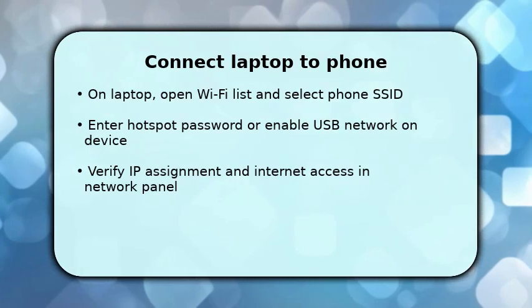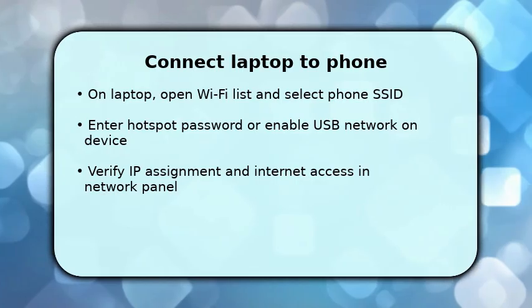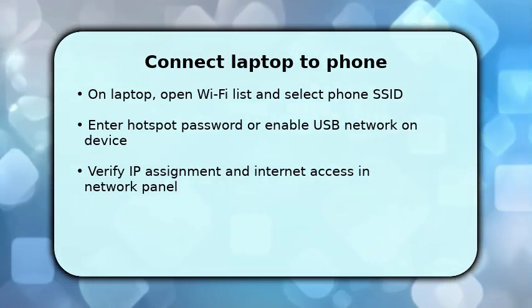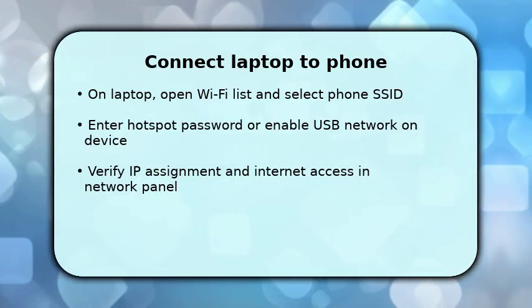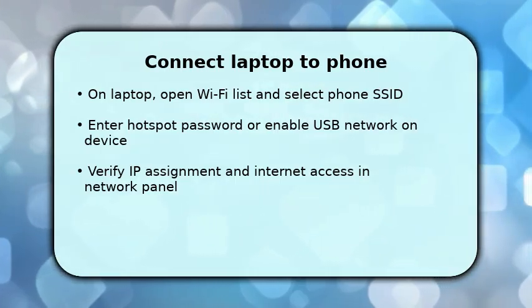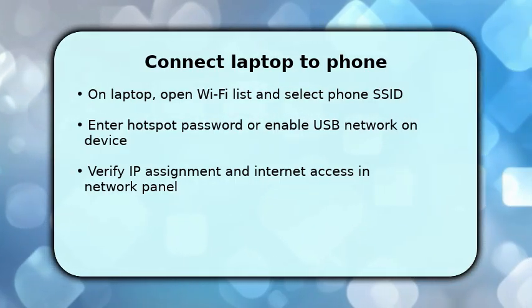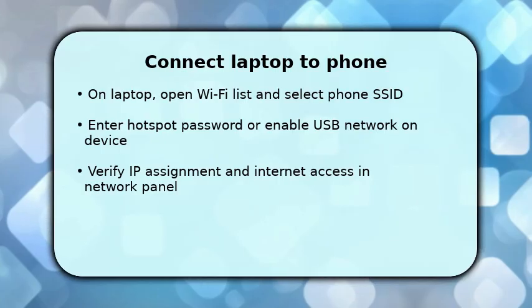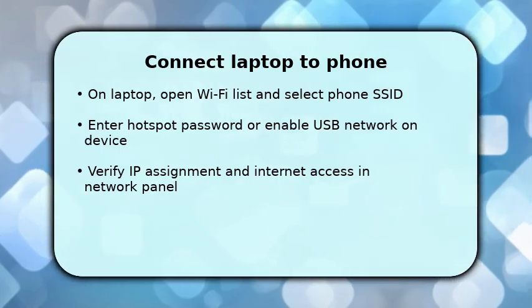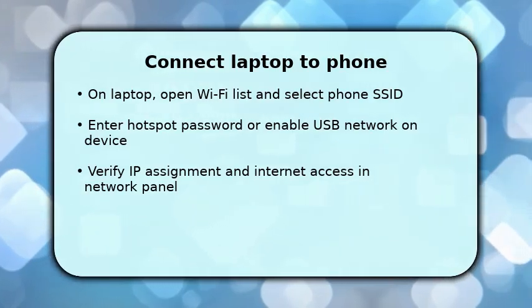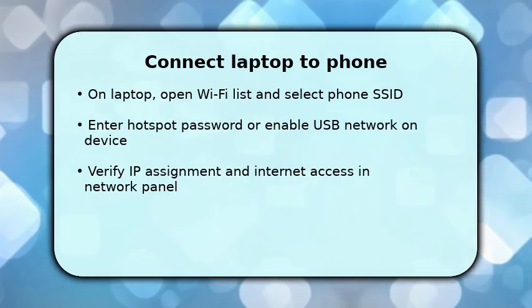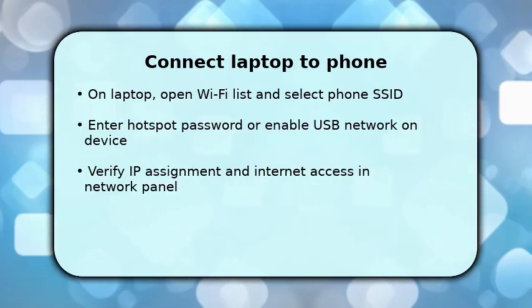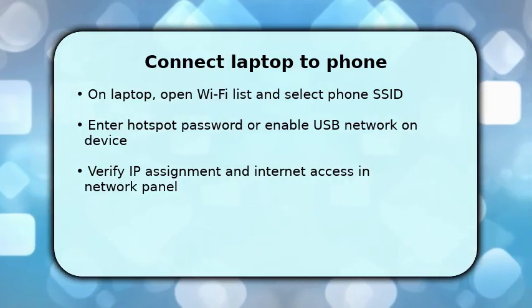You now connect the laptop to the phone. If using Wi-Fi, open the laptop's Wi-Fi menu, locate the phone SSID, type the hotspot password, and connect. This establishes an IP address via DHCP. If using USB tethering, plug in the cable, enable USB tethering on the phone, and wait for the laptop to recognize a new wired network interface. Once connected, check the network icon and open a browser to confirm web access. If pages load, traffic is routing through your phone.